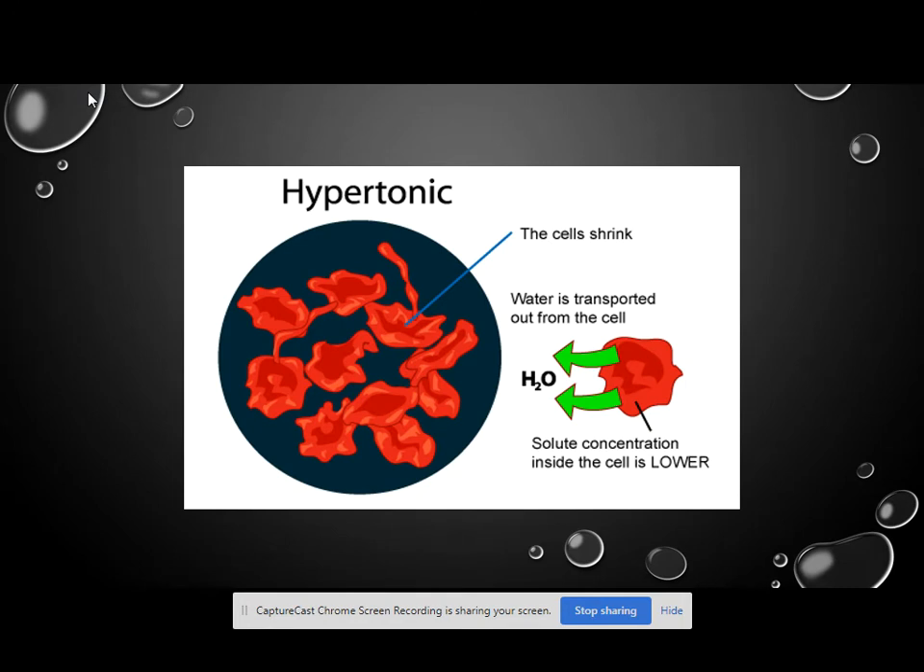You can see, yet again, here's the exact same picture. Hypertonic, the prefix hyper means above. And so the water concentration inside the cell is above. And so water is transported outside the cell, high concentration to low concentration.